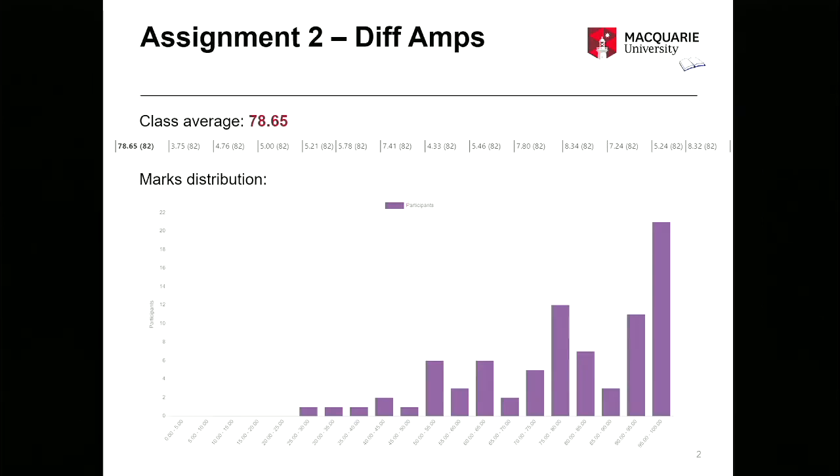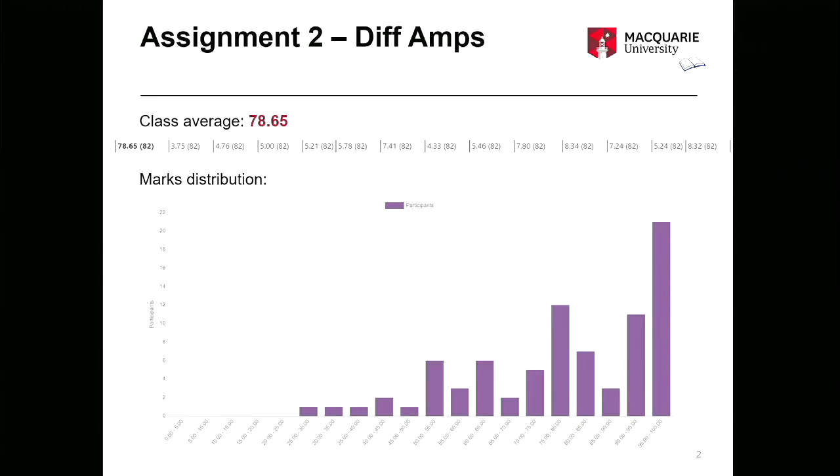This was a while back, the differential amplifiers assignment. This is the topic I taught before the session break. Just to see the spread of results, you can see the average is very high, 78.65. That's a great result. A lot of people in the 95 to 100, so a lot of people getting full marks.